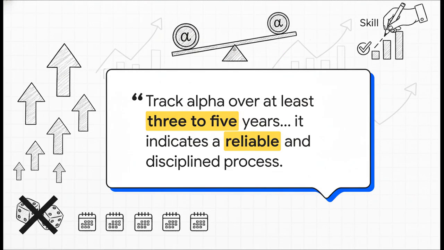But, and this is so important, anybody can get lucky for a year, right? The real test is consistency. Just like the expert says here, you don't care about one good year. You want to see a fund that delivers that positive alpha consistently over 3, 4, 5 years. That's skill. Everything else is just luck.